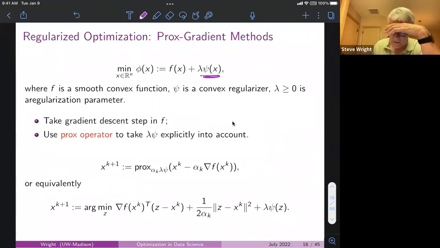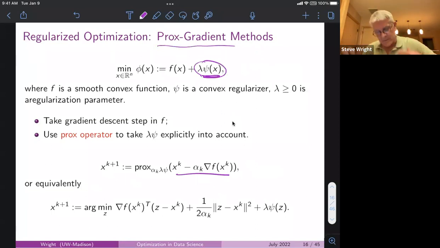What happens when we add on this regularization term? Well, basically we do the same thing, but we account for this regularization term explicitly. So this is a so-called prox gradient method. It's the most natural extension of the steepest descent idea to the case where you've got a regularization term added on. The idea is, first of all, we ignore the psi and just take a negative gradient step in f, but then we account explicitly for psi by using this prox operator.